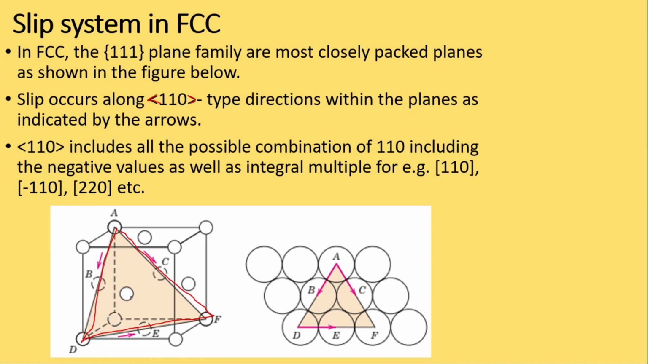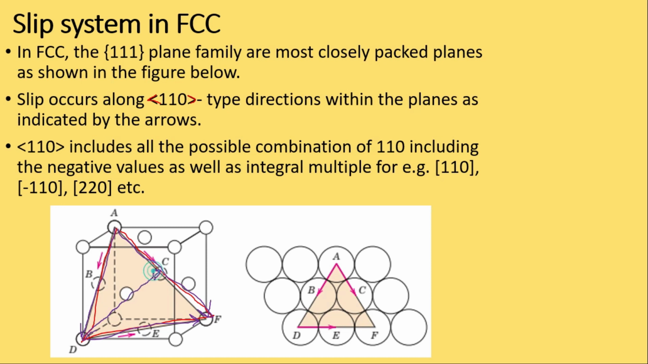So there are multiple directions in this plane. We can have the dislocation along this direction as well. We can have the dislocation along this direction as well, right? We can have the dislocation along this direction as well, right? But we won't have the dislocation along this direction.